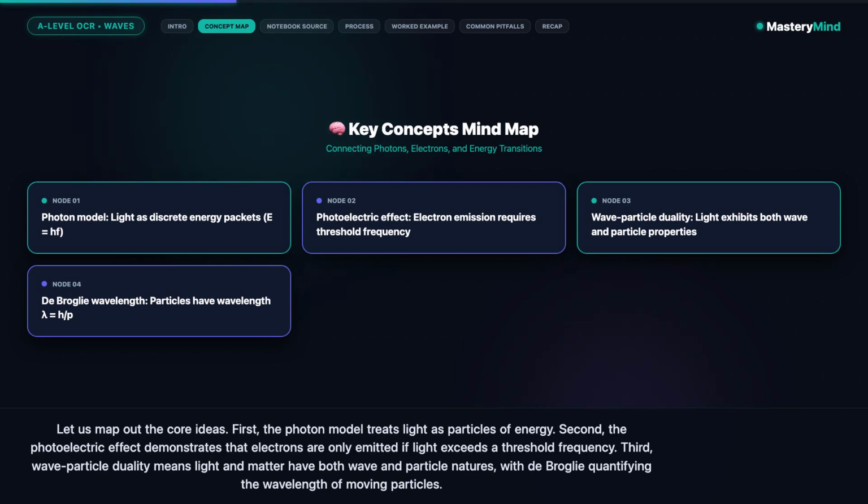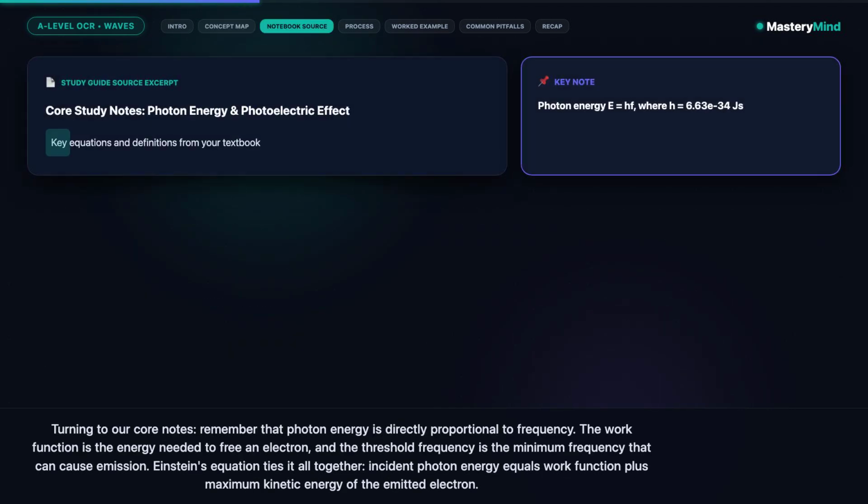Turning to our core notes, remember that photon energy is directly proportional to frequency. The work function is the energy needed to free an electron, and the threshold frequency is the minimum frequency that can cause emission. Einstein's equation ties it all together: incident photon energy equals work function plus maximum kinetic energy of the emitted electron.